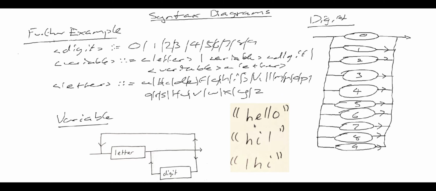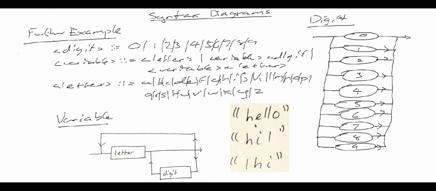So if we take H, for example, H is a letter and is therefore also a variable, because a variable can be a letter. E is a letter and is therefore a variable, since a variable can be just a letter, and therefore HE is also a variable, because H is a variable and E is a letter, and a variable can be a variable and a letter.